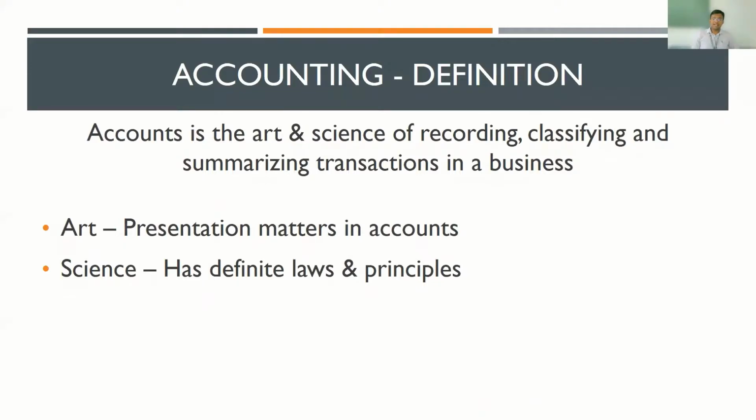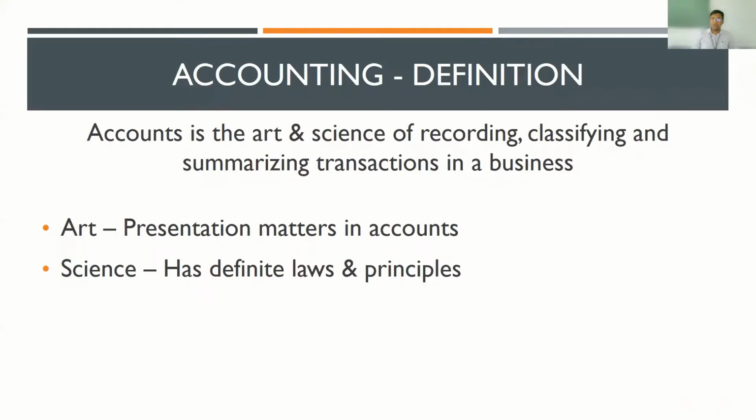Next point is that accounts is said to be a science. What is unique about science? Science is all about definite laws. Science is all about definite principles. So in science, we have well-defined laws. We have well-defined principles. So, for example, if I pick up an object, if I leave it, the object will fall.